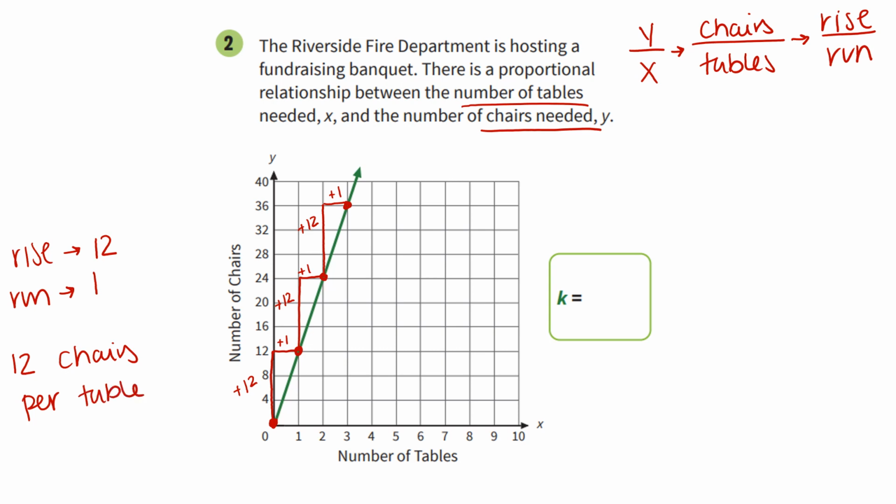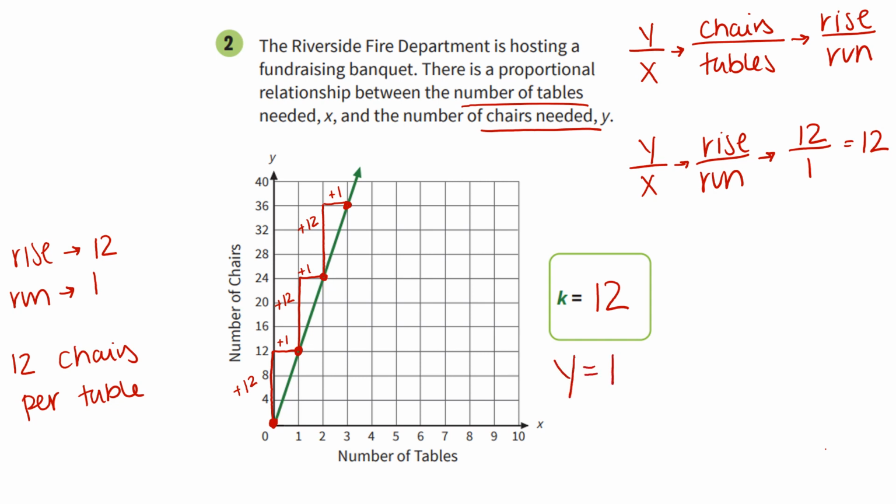We set up our fraction as our Y over X, the rise number over the run number. 12 divided by 1 is 12, which represents our K value, the constant of proportionality. We use it to write the equation Y equals KX as Y equals 12X.